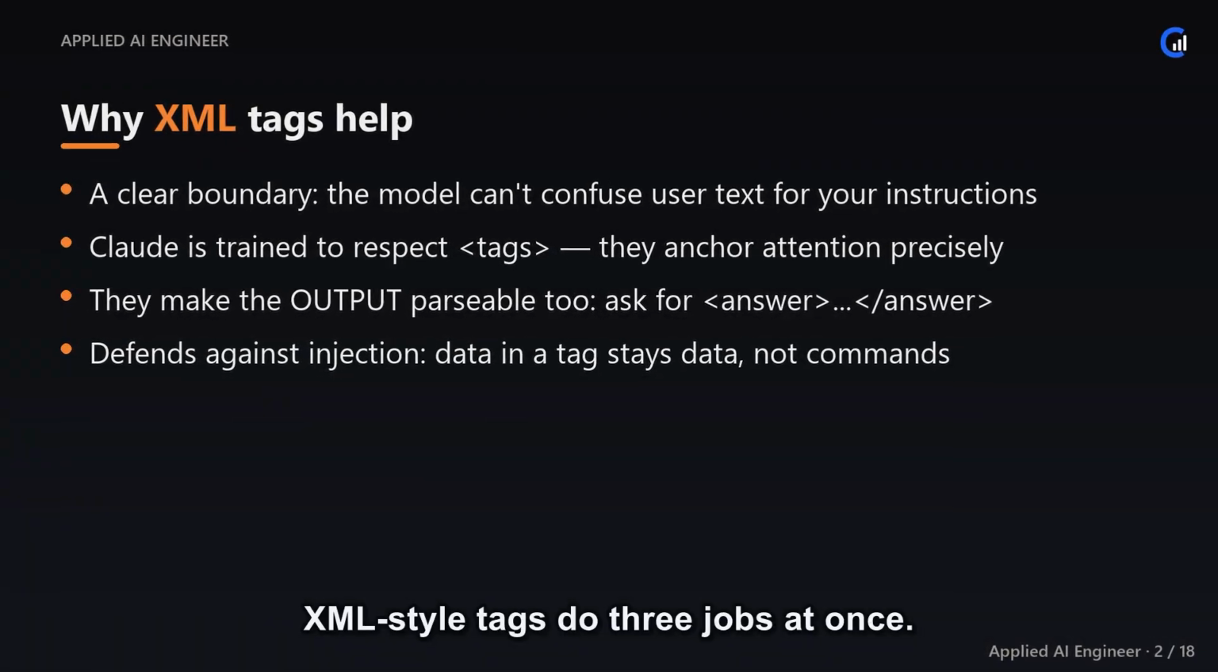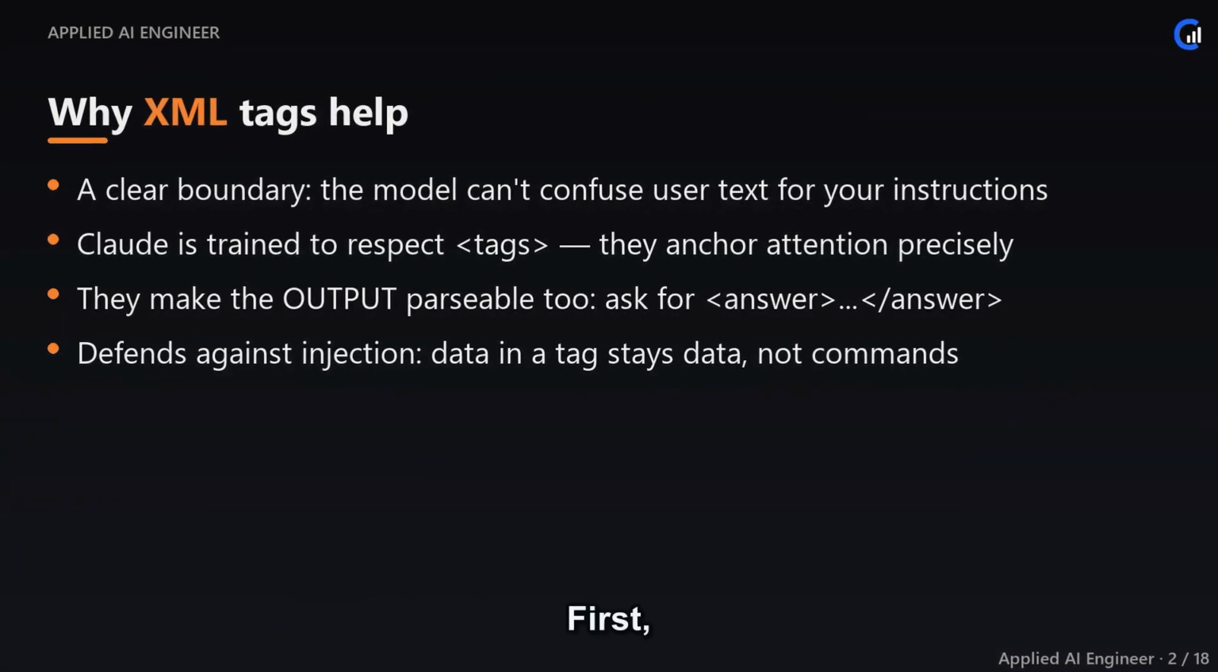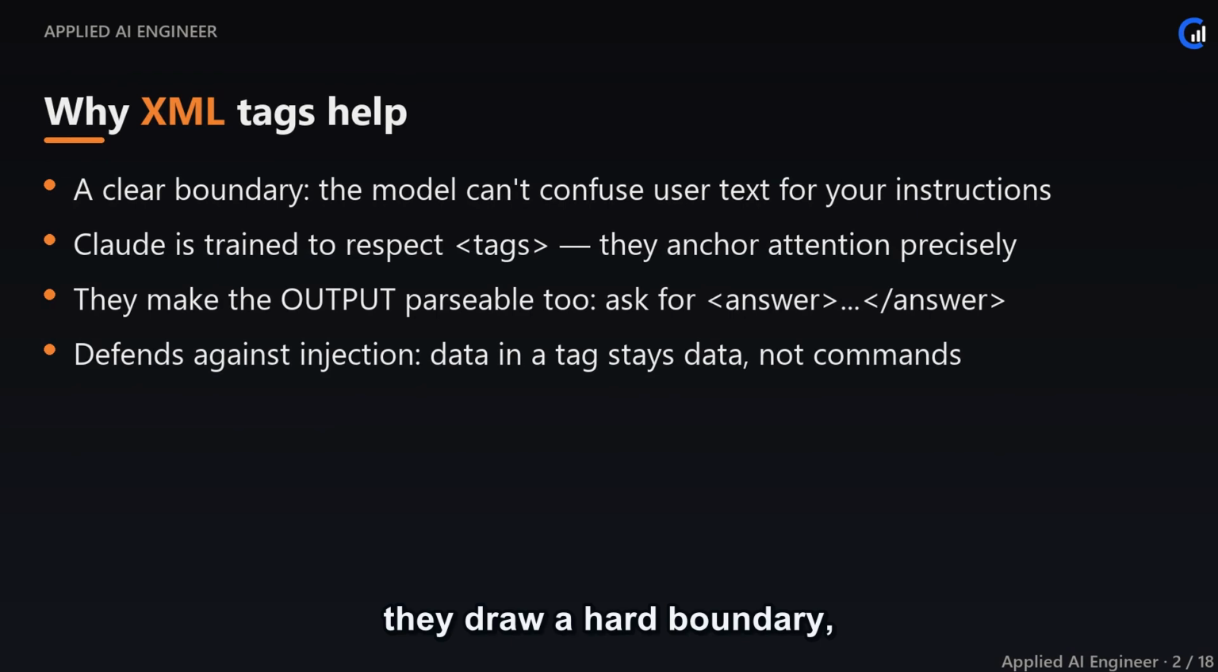XML style tags do 3 jobs at once. First, they draw a hard boundary, so a ticket that happens to contain the words ignore the above is clearly data, not a new instruction. That's your first taste of injection defense, which we'll harden in episode 14. Second, Claude is specifically trained to respect these delimiters, so they focus its attention.